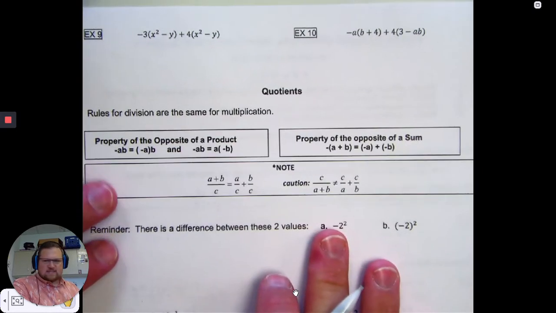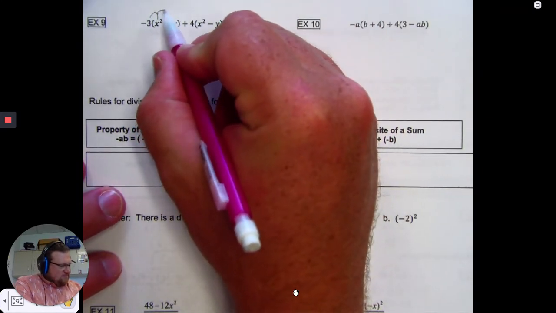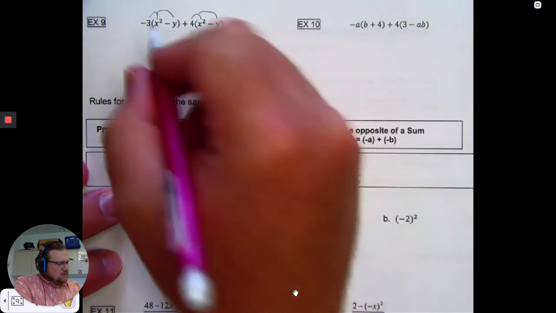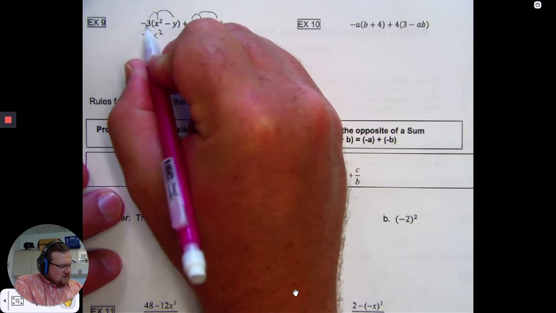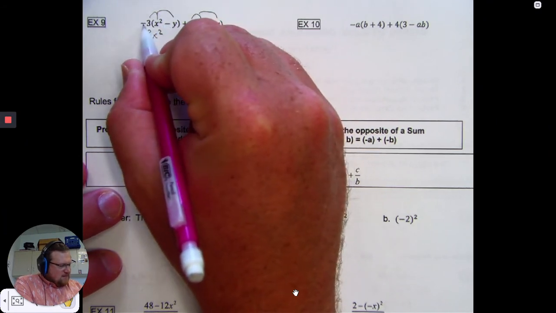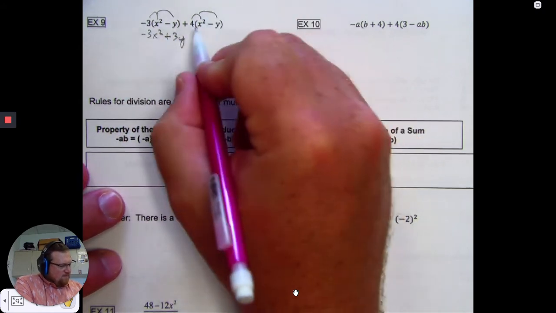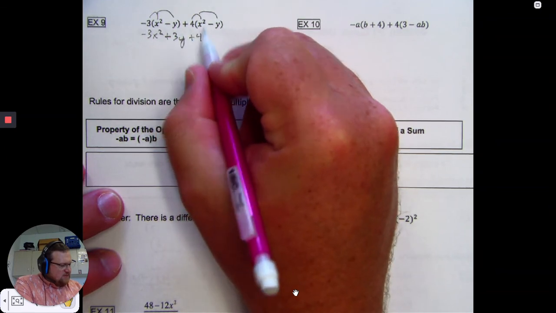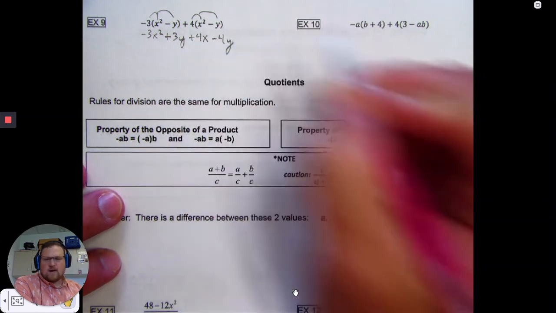So now on the back side here, we're going to do the same exact thing. We have to distribute first before we can do any type of combining. So negative 3 times x squared is negative 3x squared. Negative 3 times the negative y. Negative times the negative is positive 3y. Then on the other side, 4 times x squared is plus 4x squared. 4 times the negative y would be minus 4y.